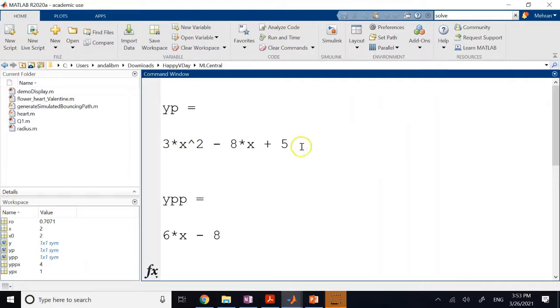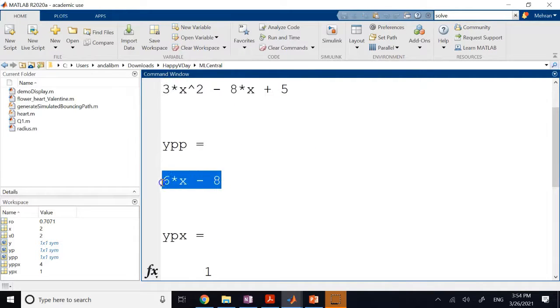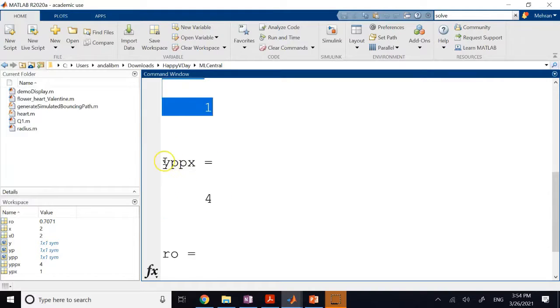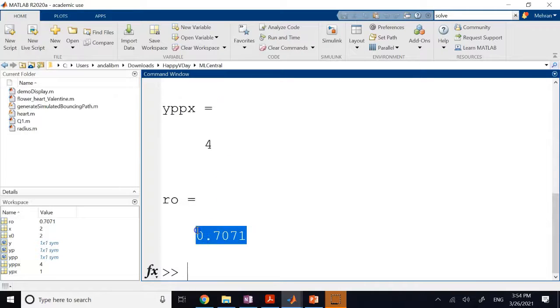So the function was cubic. The first derivative is squared. The second derivative is a line. Each function is evaluated at x of 2, those two functions. And then radius of curvature at that location is what? 0.7071. Yes? So this eval and diff together can do that radius of curvature for you. Okay, we'll talk about the rest of it next lecture.